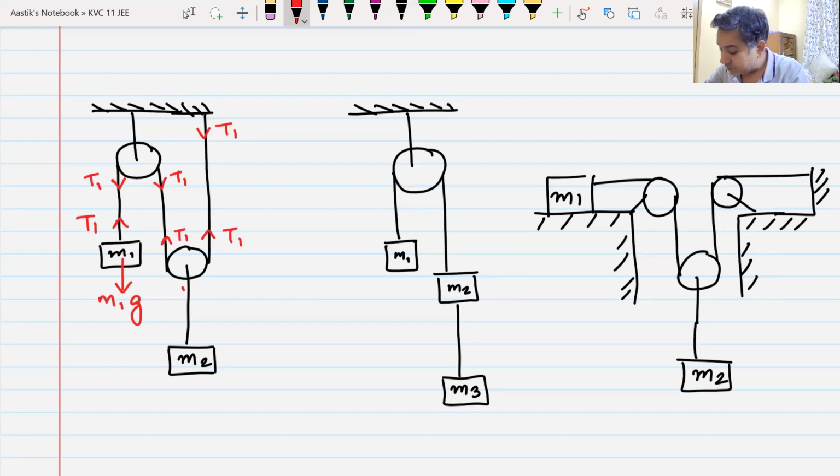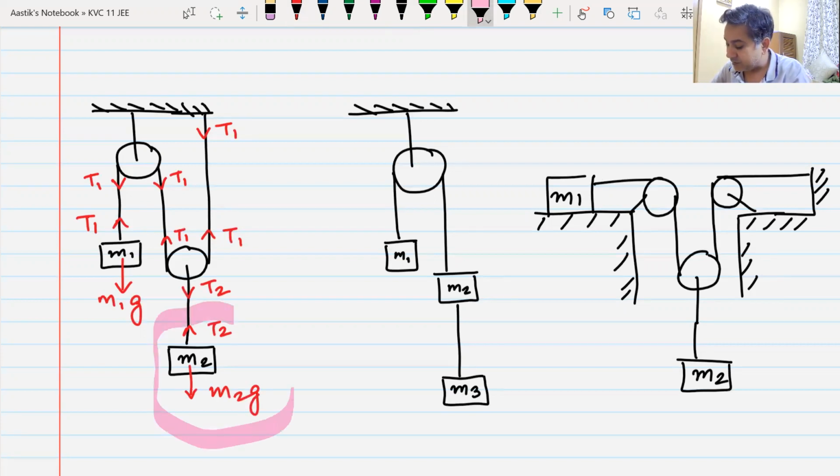Then I have this other string. So the tension should be different. You can call it T2, you can call it T3, T4, whatever, but don't call it T1, because it cannot be the same as T1. So this pink one becomes the free body diagram of M2. Do we understand this?